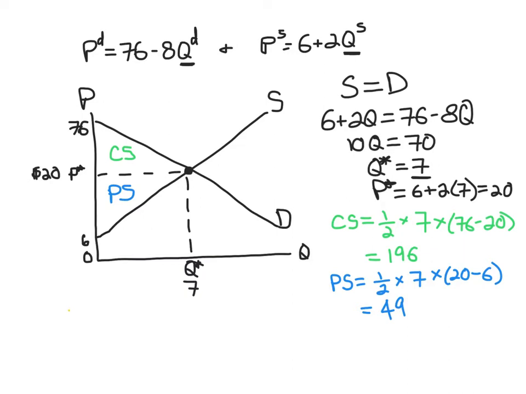All right, finally, we can calculate total surplus, which just adds up consumer surplus and producer surplus, right? So it's going to be this whole triangle. And that's just 196 from the consumers and 49 from the producers for a total of 245. So you can think of this market as generating $245 worth of total surplus or welfare.